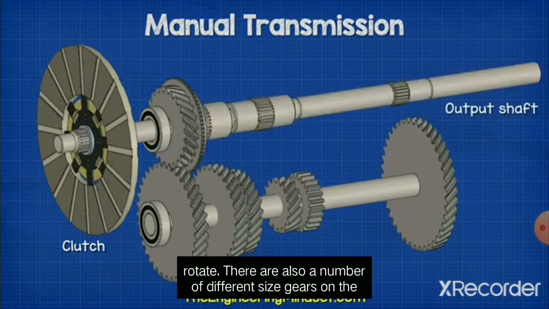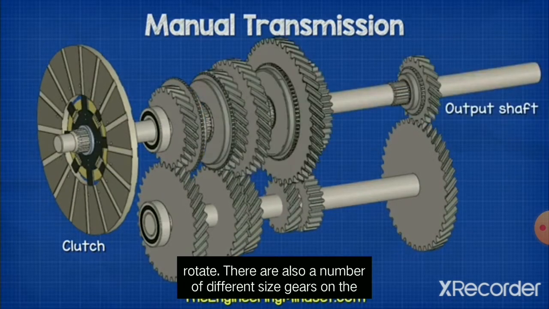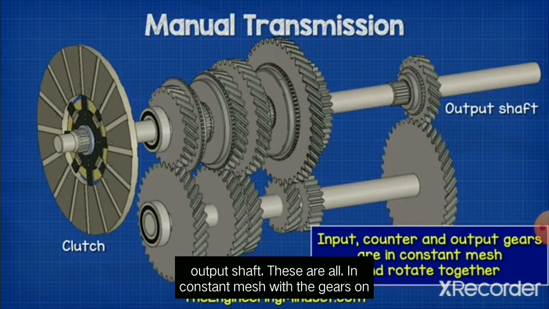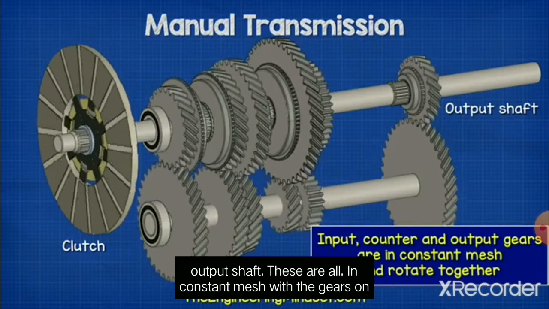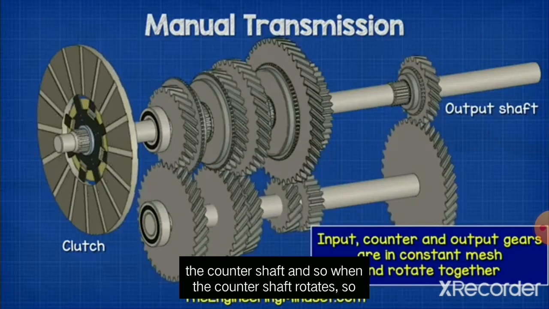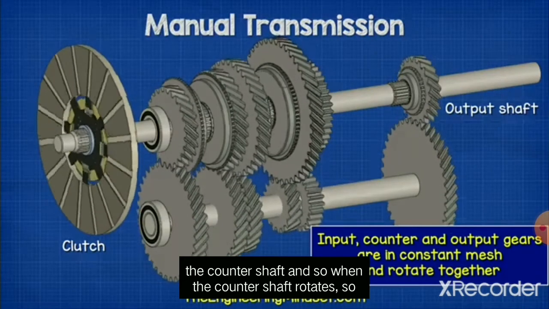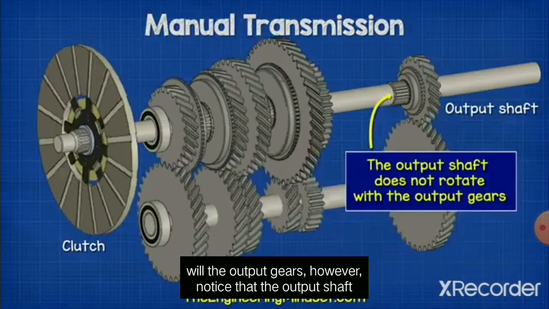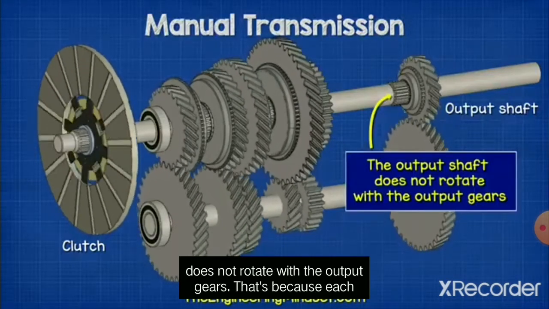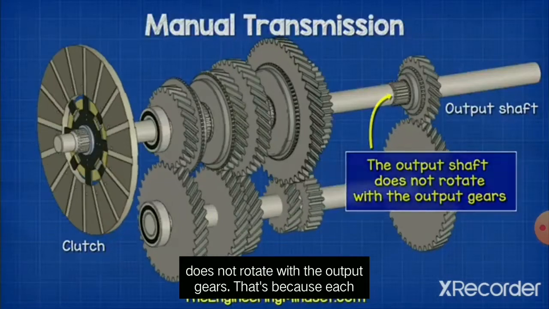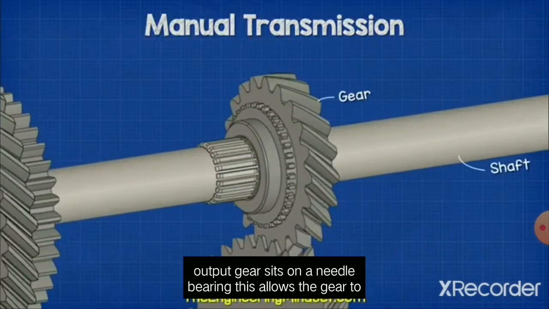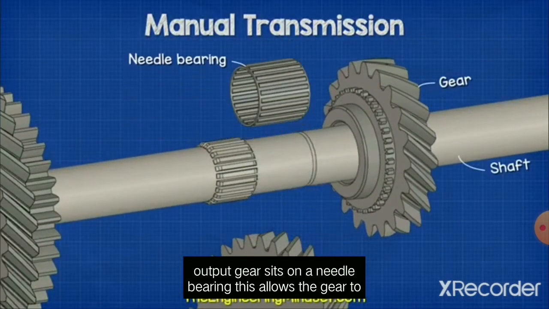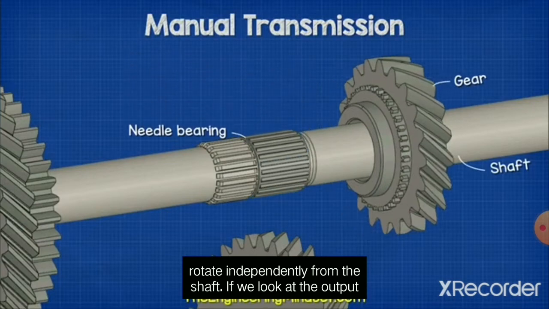There are also a number of different size gears on the output shaft. These are also in constant mesh with the gears on the counter shaft, and so when the counter shaft rotates, so will the output gears. However, notice that the output shaft does not rotate with the output gears. That's because each output gear sits on a needle bearing. This allows the gear to rotate independently from the shaft.